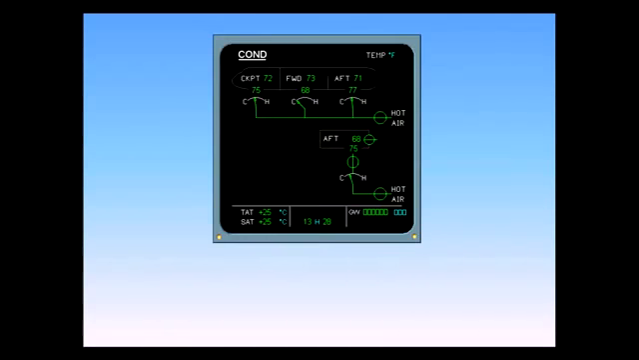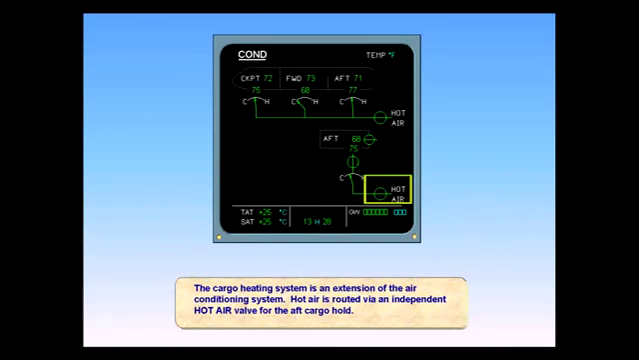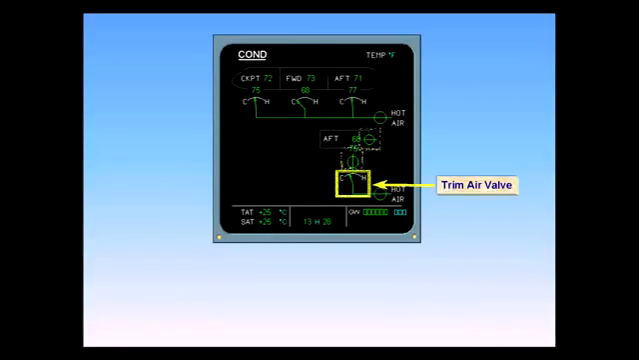The cargo heating system is an extension of the air conditioning system. Hot air is routed via an independent hot air valve for the aft cargo hold. The system has a trim air valve and two isolation valves, which close immediately should smoke be sensed, thus turning the aft cargo bin into a Class D compartment.